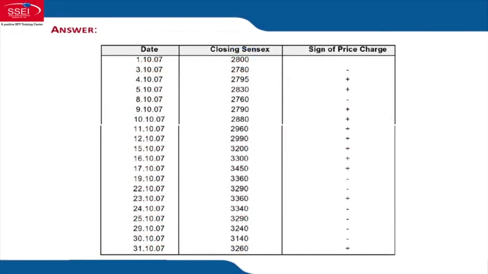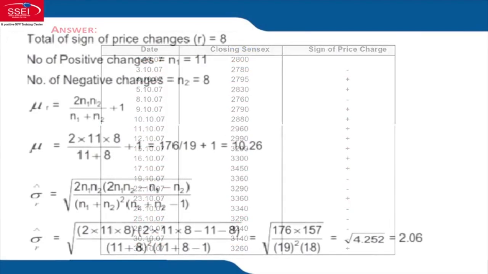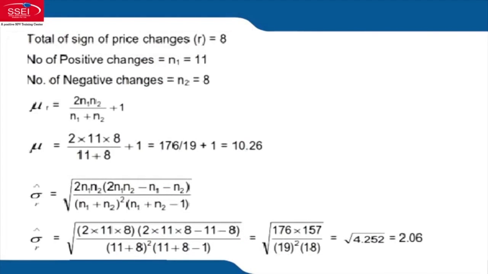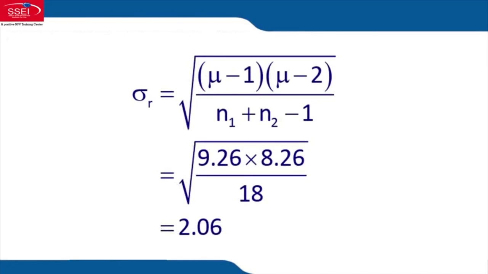Okay, let's check it out. If you look at the solution, they have marked plus, minus, plus, minus based on what I said, and then they counted the number of pluses, that's 11, number of minuses, that is 8. The number of runs is 8. Number of runs is the number of series of positive and negative changes that we used to show by brackets. Then they calculated mu is equal to 2n1n2 divided by n1 plus n2, plus 1. They got 10.26. For SD, I don't like this formula which they've given. Our formula for SD was the square root of (mu minus 1) into (mu minus 2) divided by (n1 plus n2 minus 1). Understood? That means 9.26 into 8.26 divided by 18, the whole square root. That comes to 2.006.